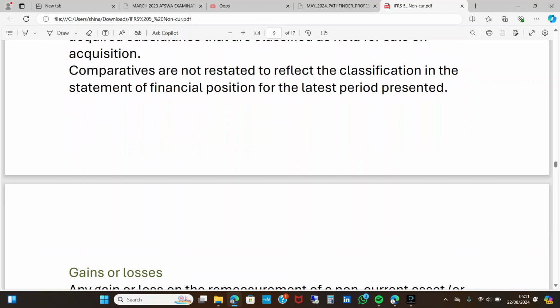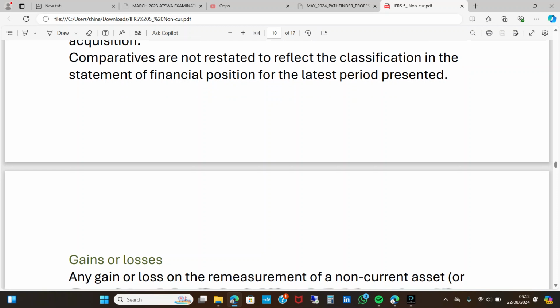You only adjust figures for your what? For your current year. So let's take an example. Let's say that we had a motor vehicle. As at last year, that motor vehicle was part of our what? PPE. We decided that we're still using it. But this year, we now said we want to classify it as held for sale. So in our financial statement this year, that motor vehicle will appear as what? Non-current asset held for sale. While last year it will appear as what? PPE. So we don't adjust our figures for last year. That's where we leave it. We only adjust our figures for this what? This current year. All right. So let's move on now.